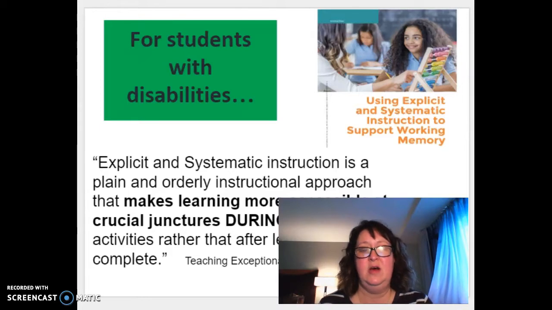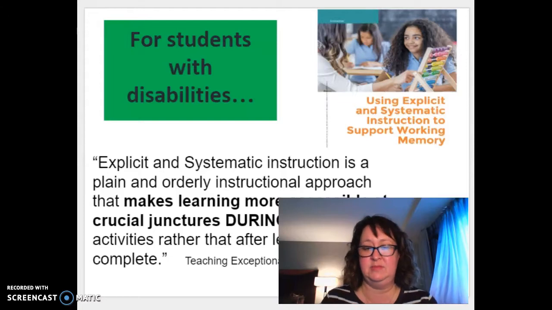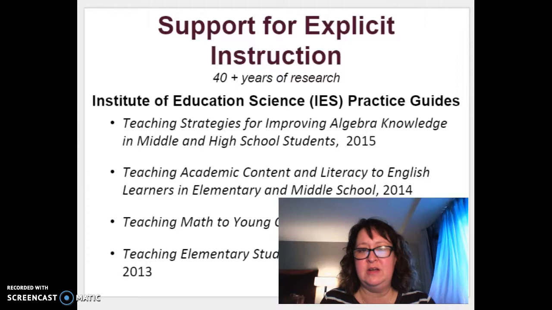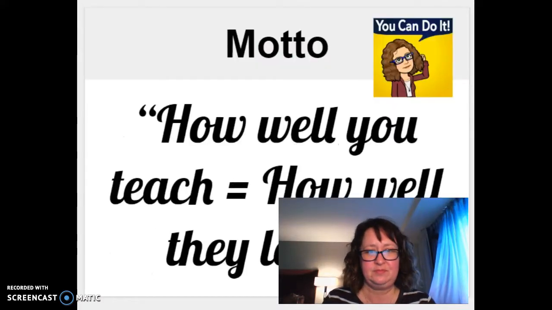Explicit instruction, sometimes called direct instruction, provides that systematic and orderly instruction that makes learning accessible to students that have challenges with working memory and organization and other challenges to learning. There is more than 40 years of research behind explicit instruction, and the Institute of Education Sciences, or IES, has produced lots of practice guides that focus on using explicit instruction as a strategy. So one of the key mottos when you're thinking about explicit instruction is this: how well you teach has a direct correlation to how well students learn.